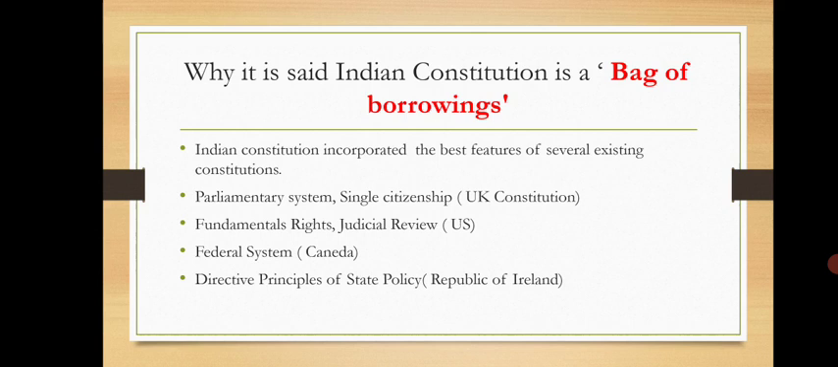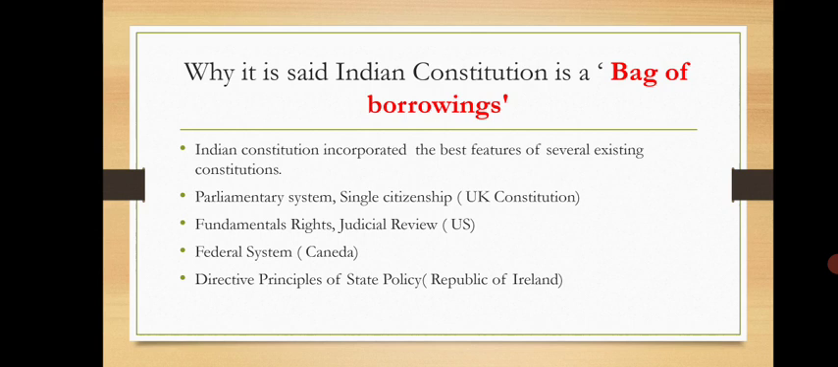The parliamentary system and single citizenship, and some other things, were adopted from the UK constitution. Then fundamental rights and judicial review were adopted from the US constitution. So these are borrowings. We borrowed these things from other constitutions, but at the same time we modified them. That is why the Indian constitution is a bag of borrowings.